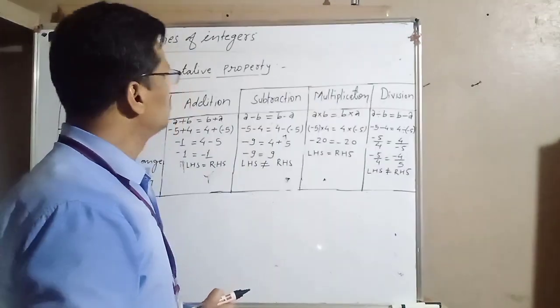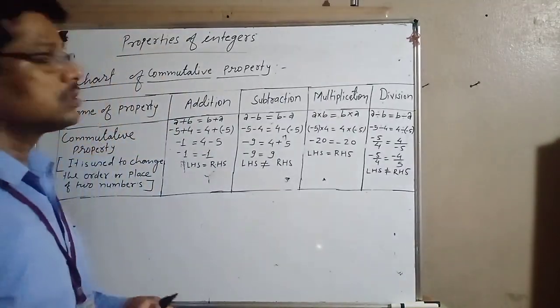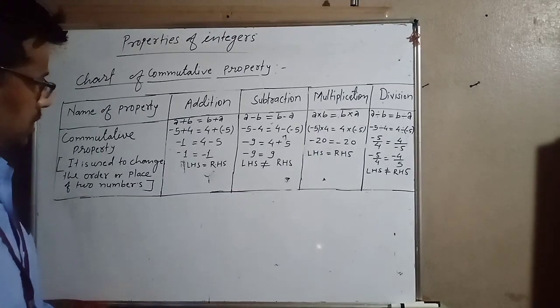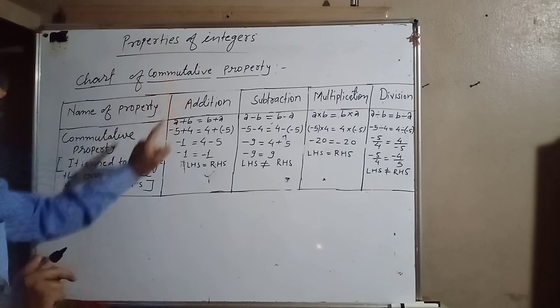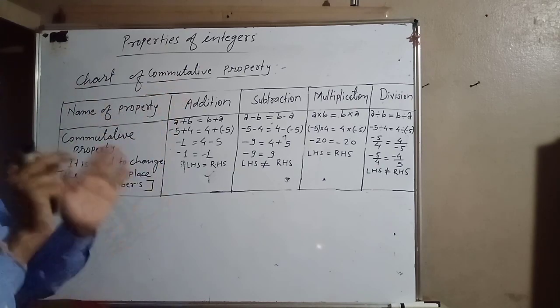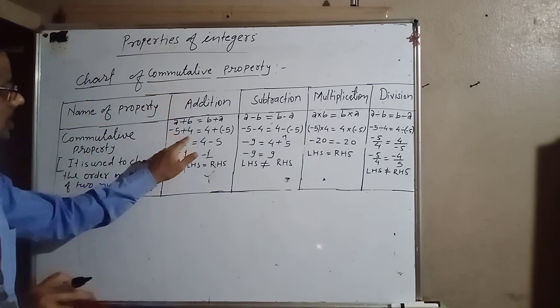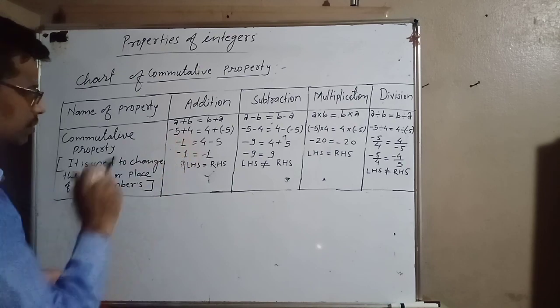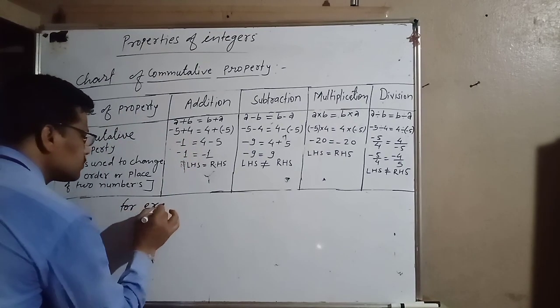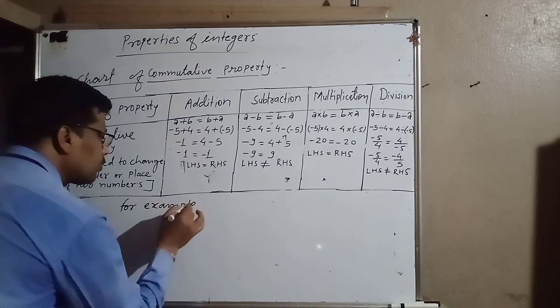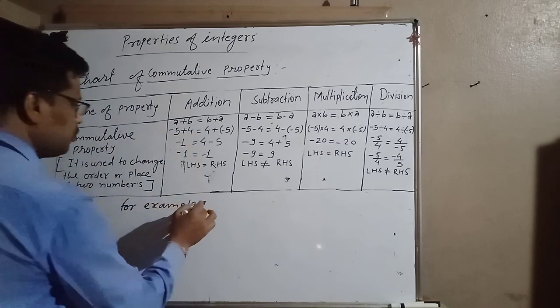Is that clear? Now we will learn about the associative property. And one more thing I want to make clear: the commutative property is used only for two numbers. You can change the order. Here we have just changed the order. Okay, so with that, I'm giving an example of when we have to use the commutative property.